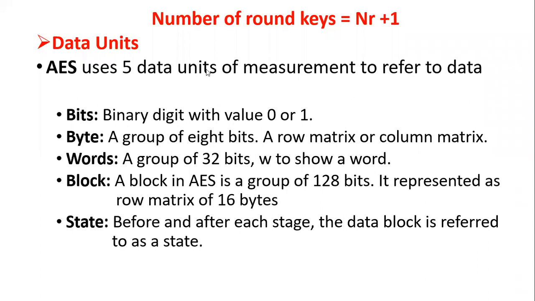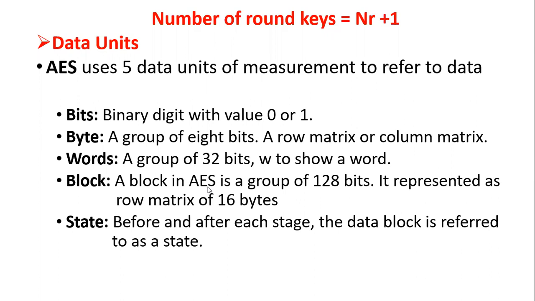AES uses 5 data units of measurement to refer to data. They are bits. Bit means binary digit with value 0 or 1. Second one is byte, a group of 8 bits. It can be a row matrix or a column matrix. Word, a group of 32 bits. Word is represented with a small w.